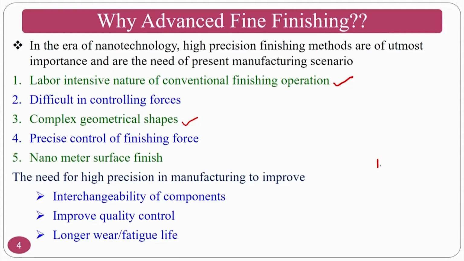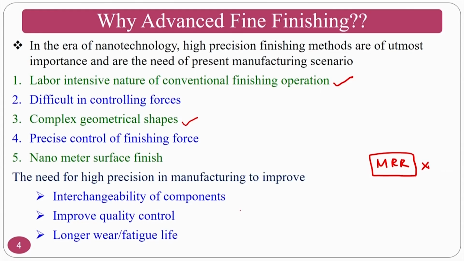So, you need minimum forces and you have to get the surface finish very good, but we do not bother about MRR. We are not at all interested in a finishing process about what is the material removal rate. So, nanometer surface finish, because what we want in a finishing process is the surface finish that one can achieve on the component, not the material removal rate.